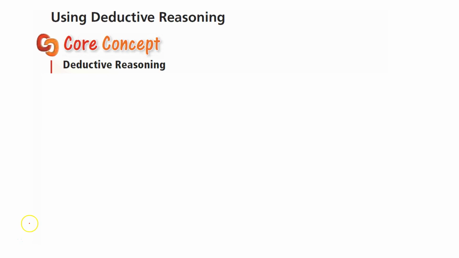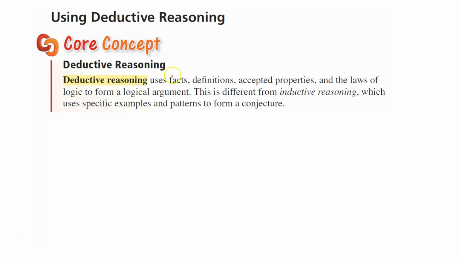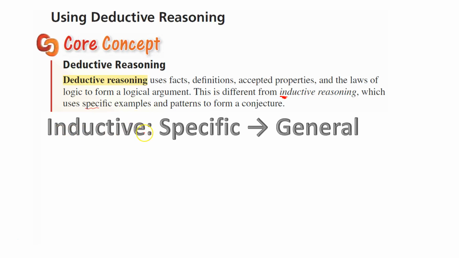All right, let's talk about deductive reasoning. Deductive reasoning uses facts, definitions, accepted properties, and the laws of logic to form a logical argument. This is different from inductive reasoning, which uses specific examples and patterns to form a conjecture. Inductive reasoning is when we took specific examples and patterns and formed a general conjecture. So we tried to generalize and say, well, this is the rule for everything.